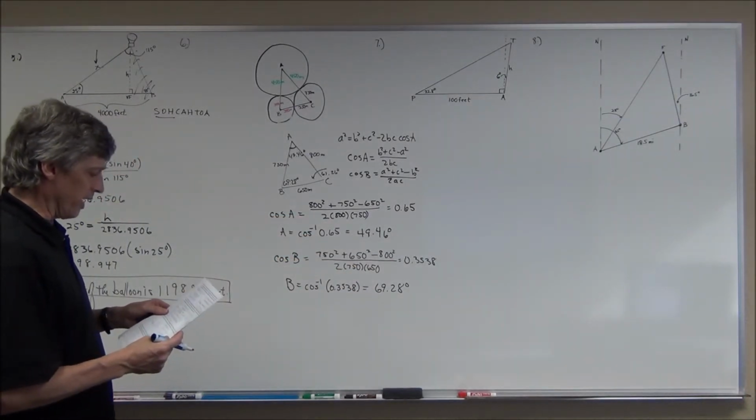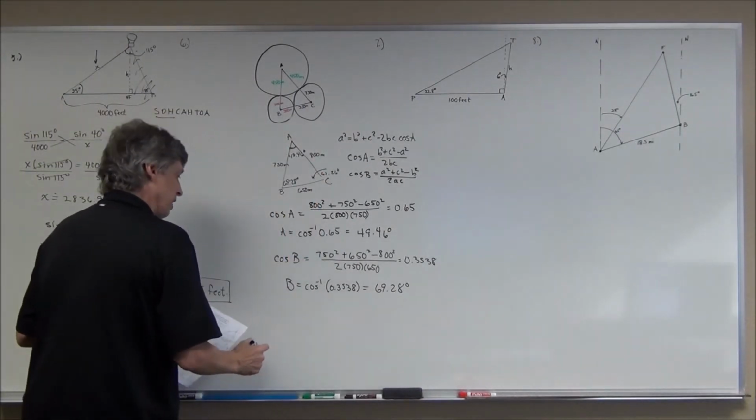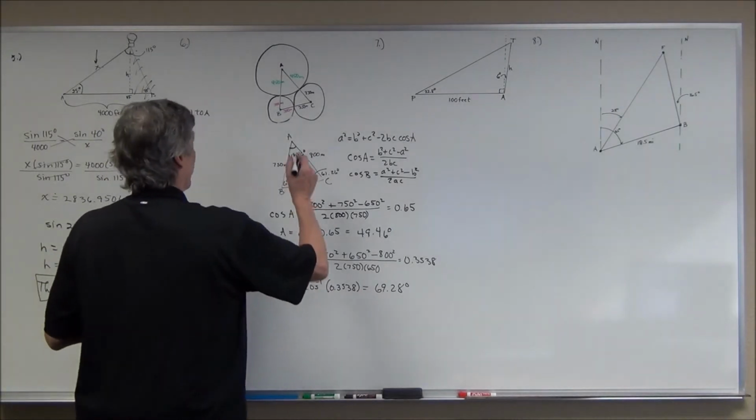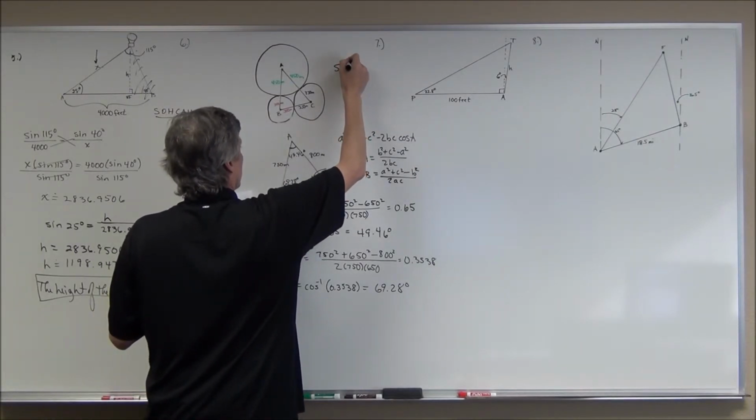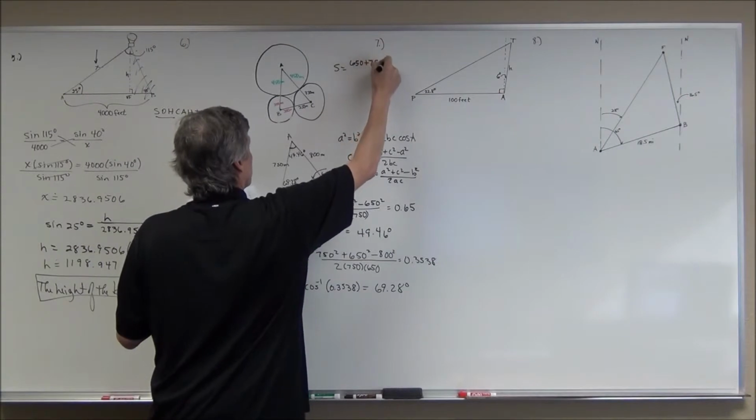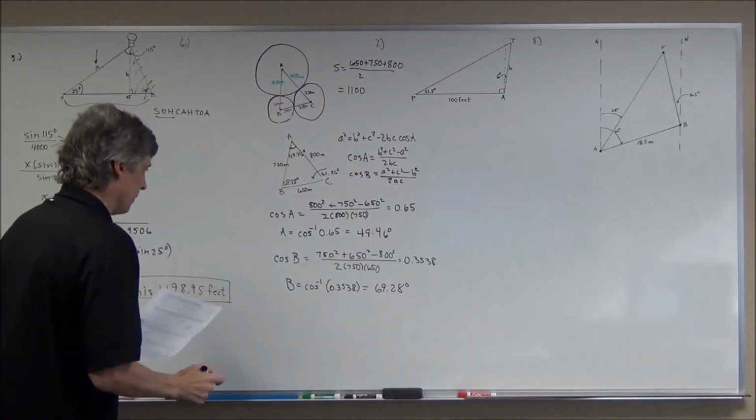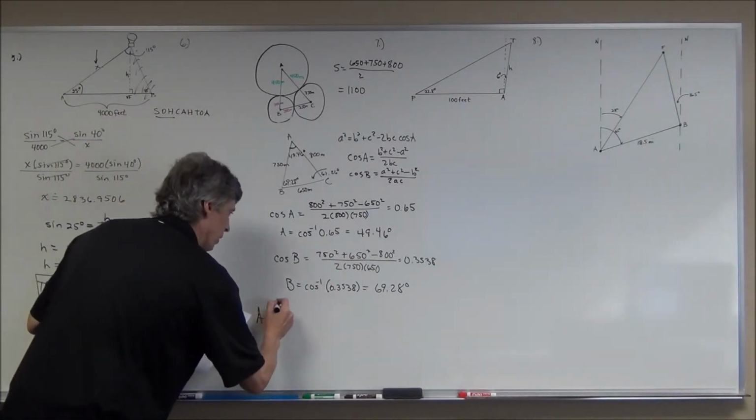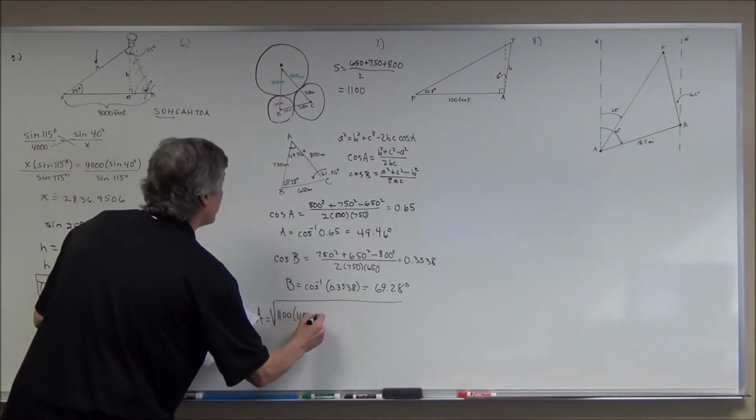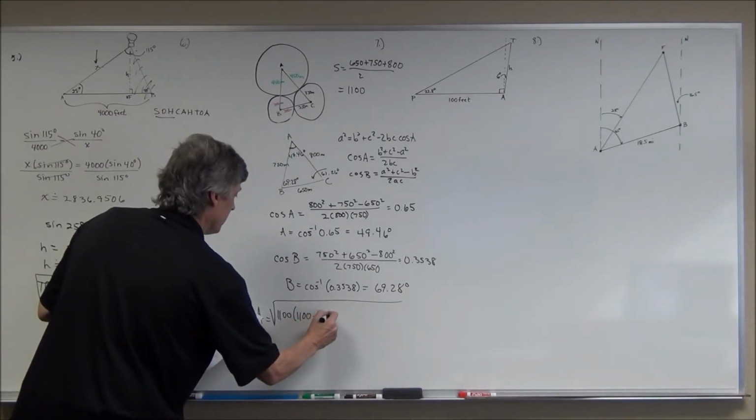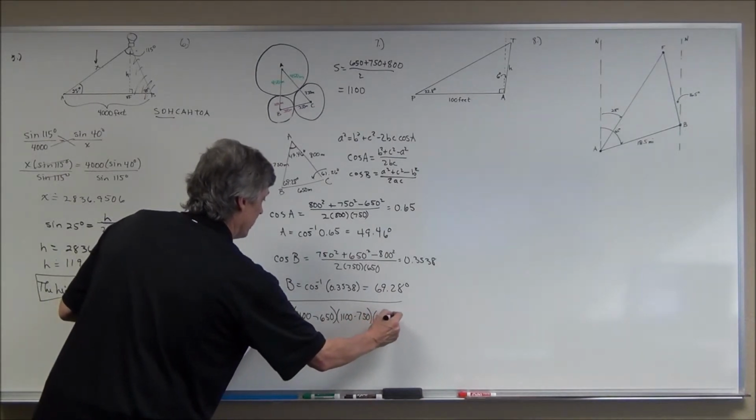So now I have all 3 angles, and now they also want the area. Well, I have all 3 sides, so I'm going to use Heron's formula, and I'm going to say, first off, that S is A plus B plus C divided by 2, so it'd be 650 plus 750 plus 800 divided by 2, which turns out to be 1100 if I haven't messed up. So the area is equal to the square root of, using Heron's formula, 1100 times 1100 minus 650, 1100 minus 750, 1100 minus 800.